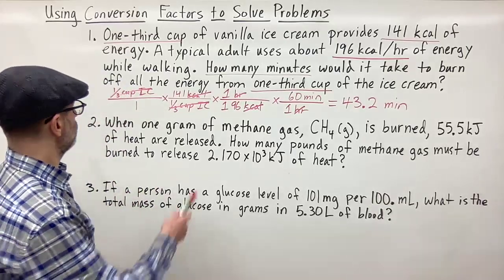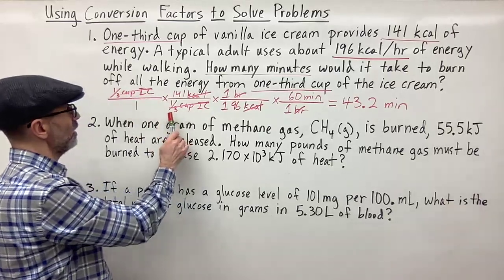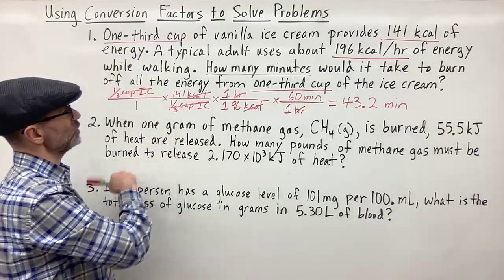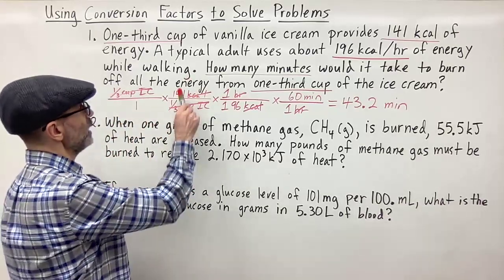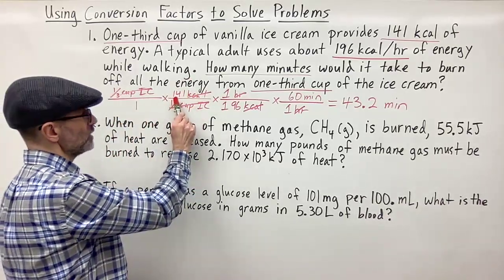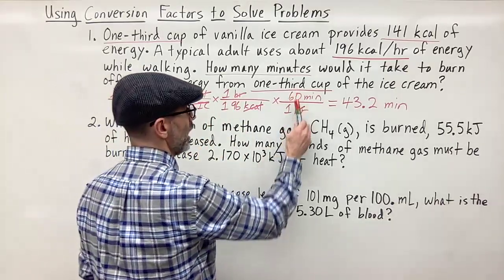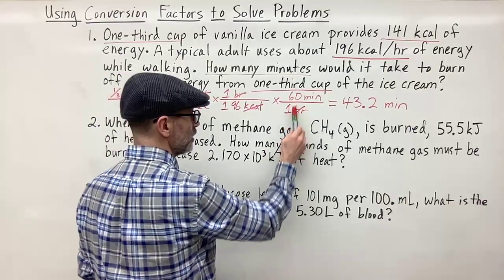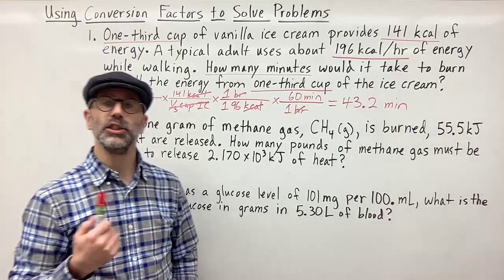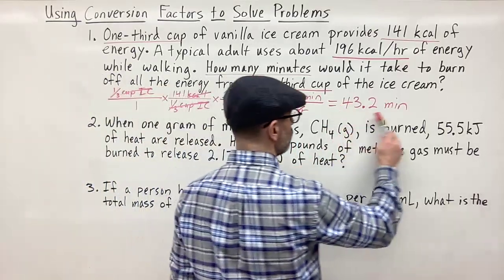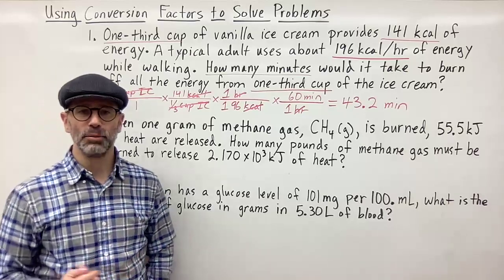So 1/3 cup of ice cream, that's not really a measurement. That's just given to us. We have an exact 1/3 cup of ice cream. Here, the 141, that's 3 sig figs. 196 is 3 sig figs. Here we have an exact relationship, so we ignore this. So the least number of decimal places is 3, so we should have 3 sig figs. Okay, let's go to the next problem.